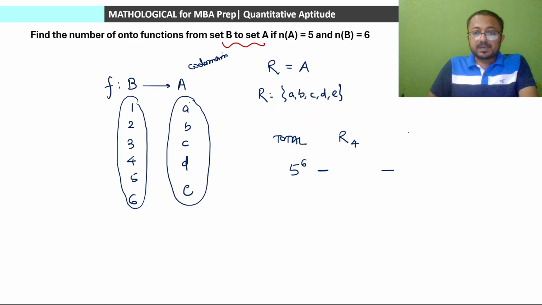Minus, we subtract those cases when range contains only 3 elements. Minus, we subtract those cases when range contains only 2 elements. And minus, we subtract those cases when range contains exactly 1 element. अब ये बहुत ही cumbersome process हो जाएगा हमारे लिए. ठीक है, this will be a very typical process.